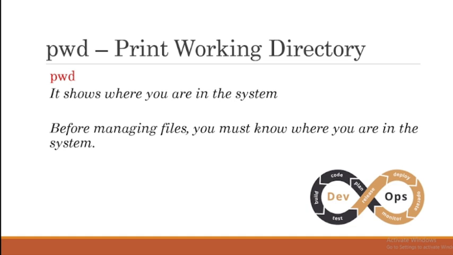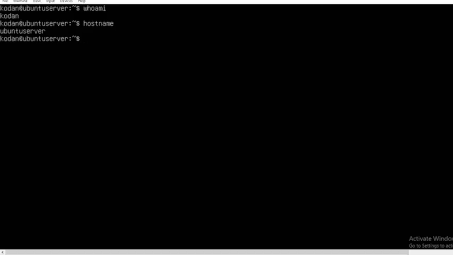So wherever you are, you run pwd and press enter, and it shows your current location in the system. Here we are in /home/codan. The home folder is where I am, and inside the home folder I have a folder called codan.